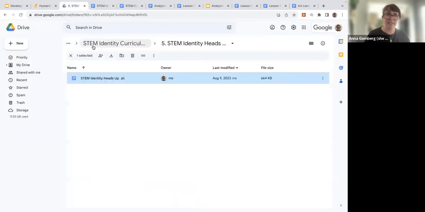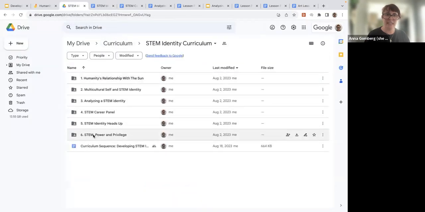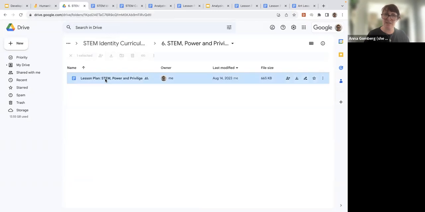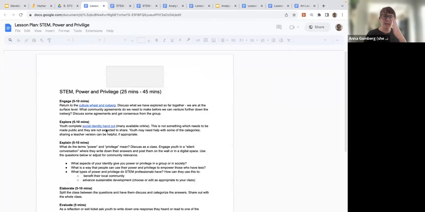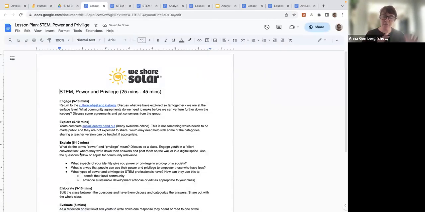So there's that one, and then the last thing is, again, this is quick, or can be quick. It depends. I think if you're doing it with older kids, you could really get into it, but with younger kids, they may not have that much to say or not really know what to say yet.